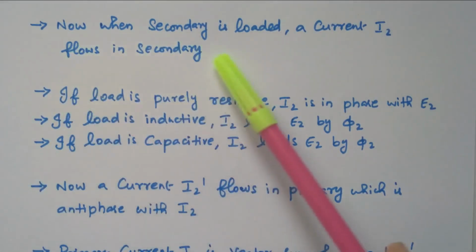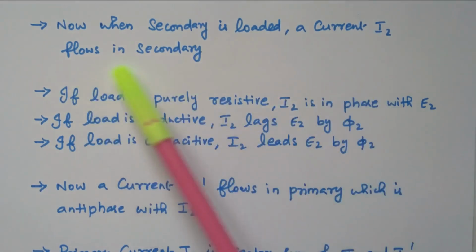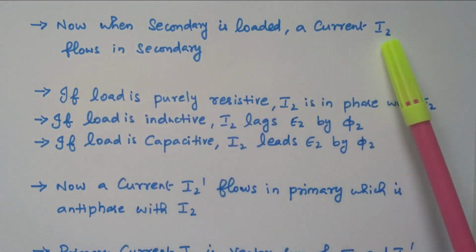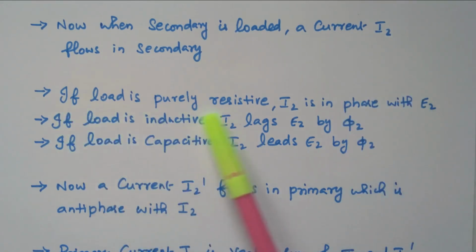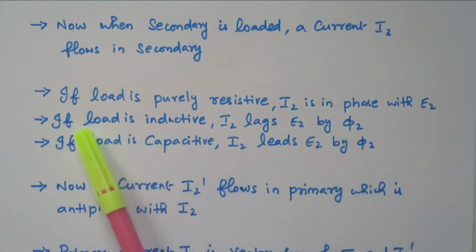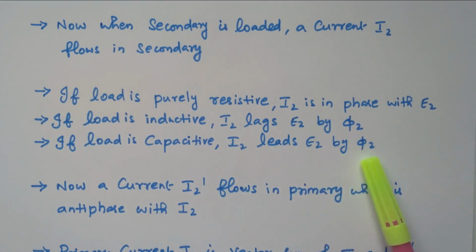Now when the secondary is loaded, the current I2 flows in the secondary. I0 is the current flowing in the primary under no-load condition. I2 is the current flowing in the secondary during the loaded condition. If the load is purely resistive, I2 is in phase with E2. If the load is inductive, I2 lags E2 by phi 2. If the load is capacitive, I2 leads E2 by phi 2. So based on the load, it may be in phase, lagging or leading.